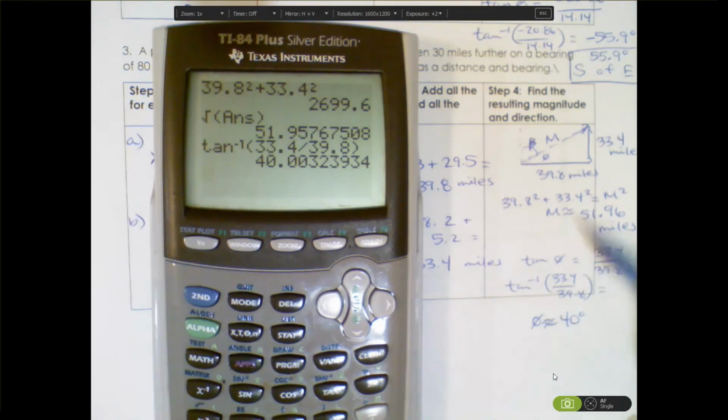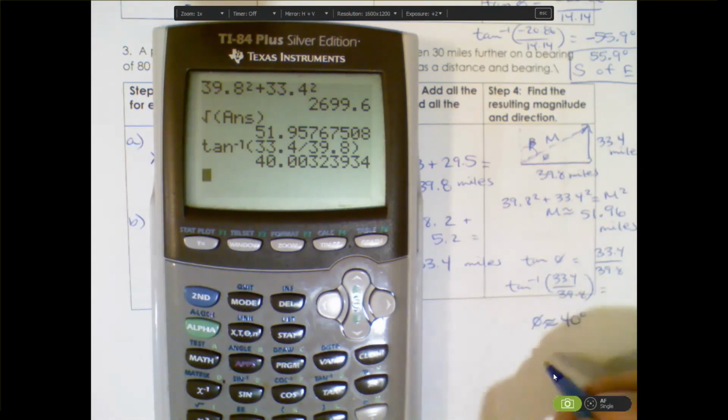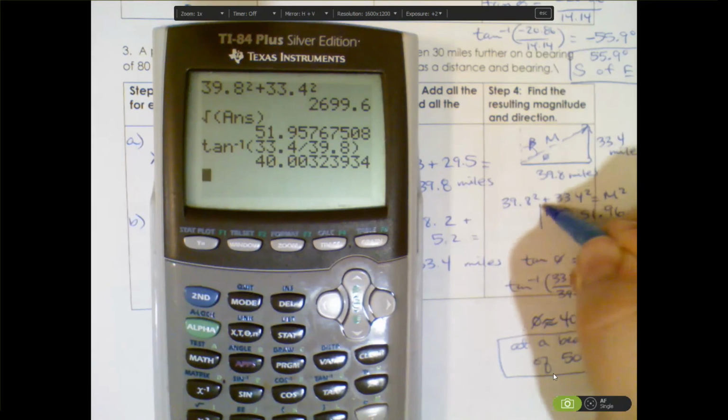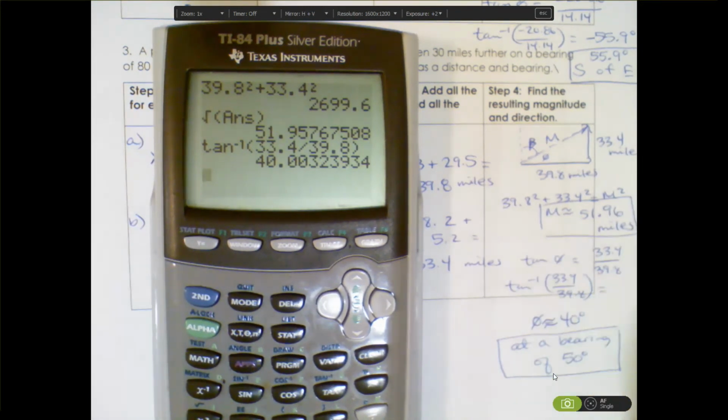Okay, but this is not our bearing. This is just the 40 degrees in the triangle. Our bearing is the other half if we are to be moving from due north. So because these are complements, I know that this bearing angle is actually 50 degrees. So I have a bearing of 50 degrees. So my magnitude was 51.96 miles at a bearing of 50 degrees.